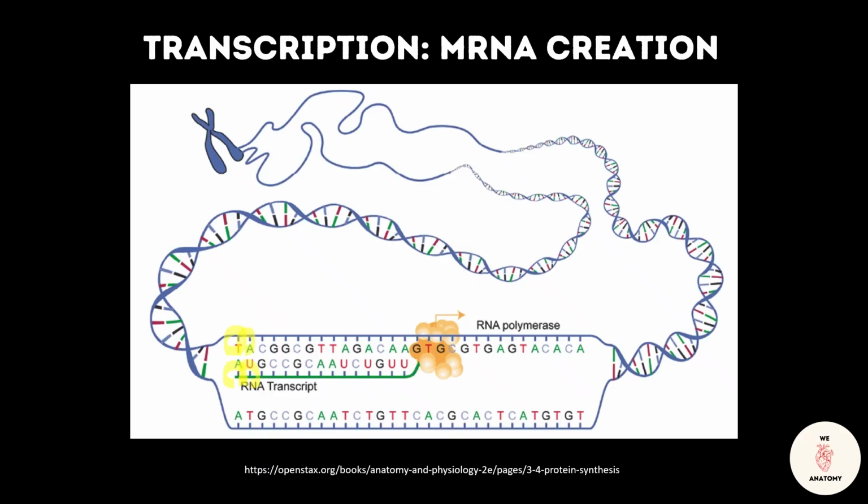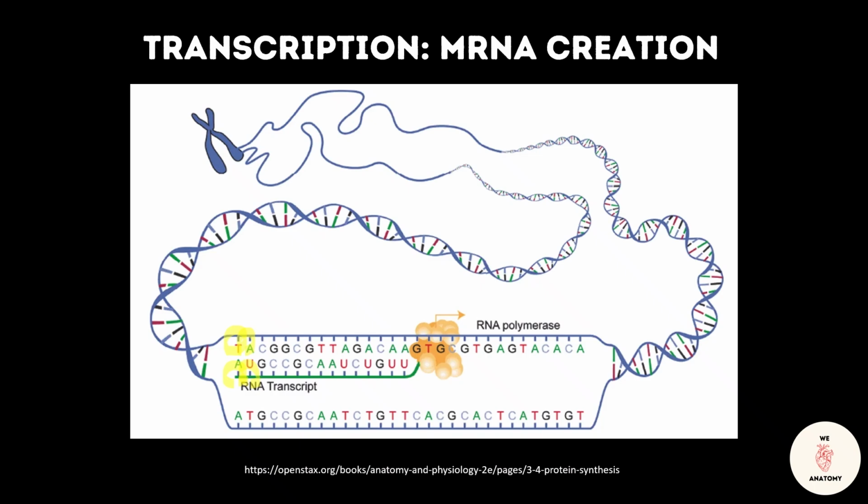Transcription looks a bit like DNA replication, where a region of the DNA will unwind and the 2 strands will separate. Transcription then takes place in 3 stages. Stage 1 is called initiation. Each gene in the DNA sequence contains a promoter, which is a particular sequence of nucleotides that triggers the start of, or initiation of, transcription.